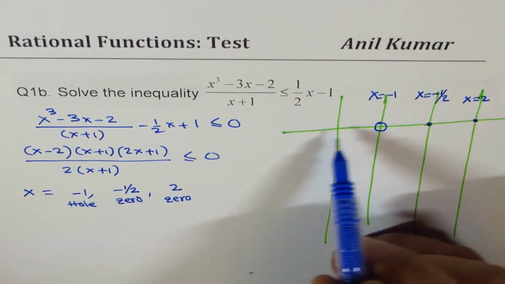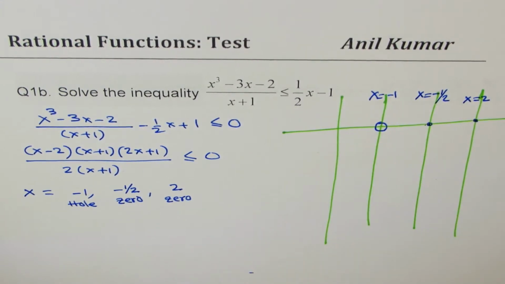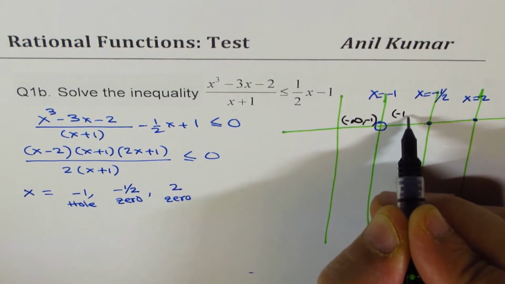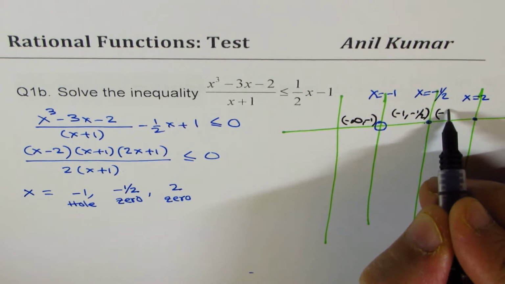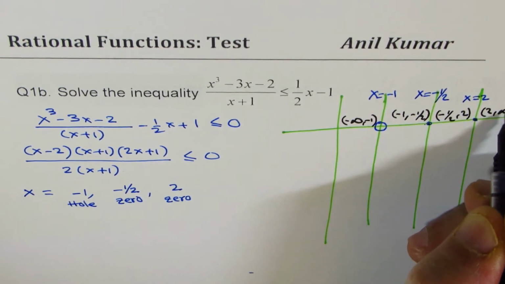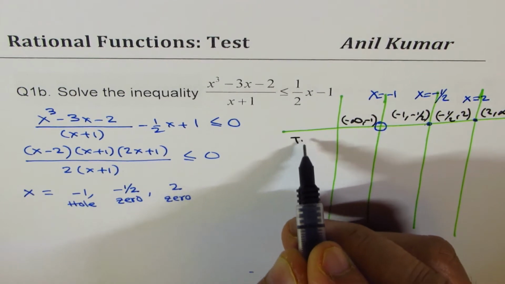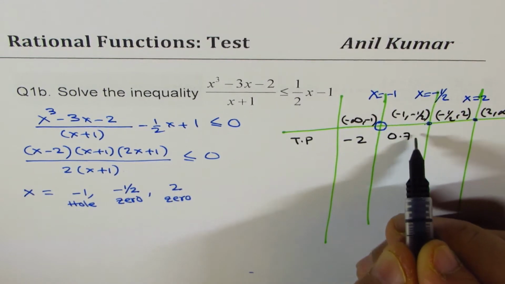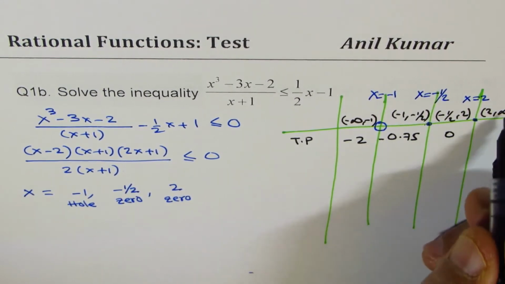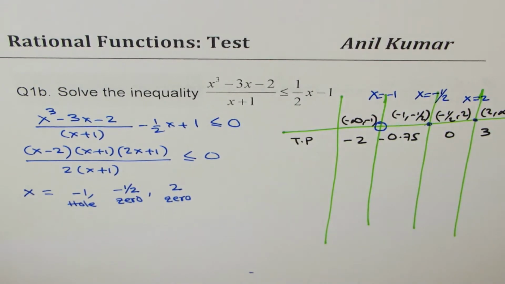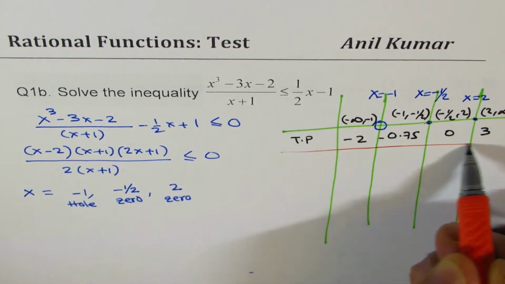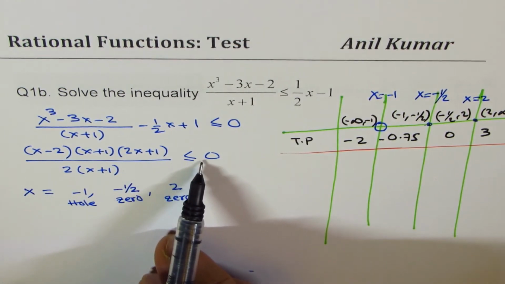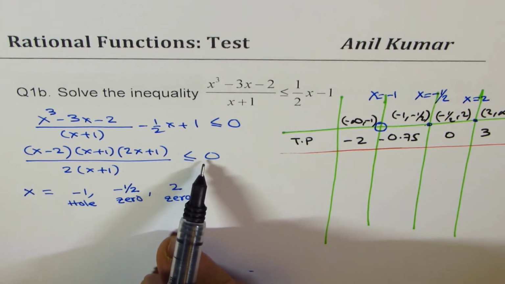Now these 3 points divide the whole number line into 4 portions, correct? On this side, it is from minus infinity to minus 1. This is from minus 1 to minus half. This is from minus half to 2. And then we have 2 to infinity, correct? These are the 4 intervals. Let's take test points in these intervals. We could take minus 2, minus 0.75, here we could take 0, and we could take 3 as our test point in the 4th interval. We are interested in finding the sign of this. That means we're looking for negative, right? Less than or equal to 0, negative or zeros.